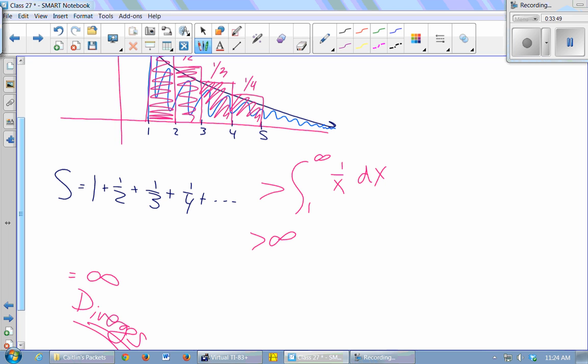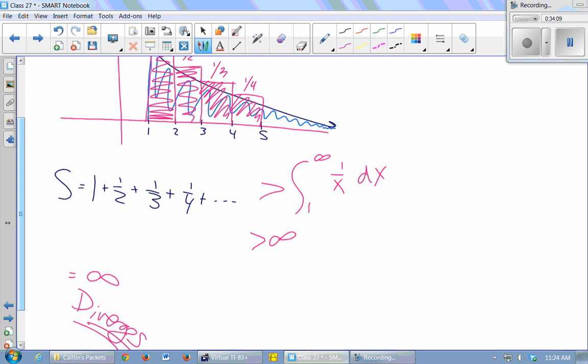So I'm comparing it to something that I already know is infinite. The area under the curve 1 over x from 1 to infinity, I already know is infinite from like two weeks ago, right? And this sum represents these rectangles, which are bigger than that area.